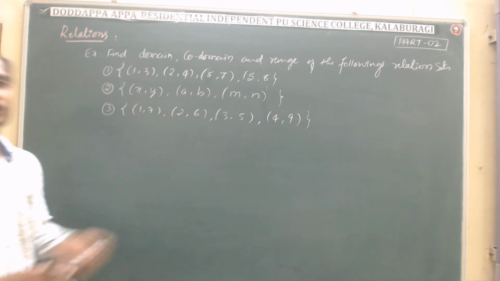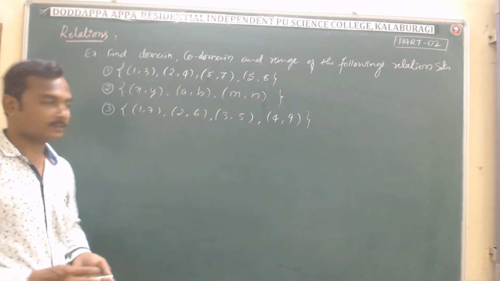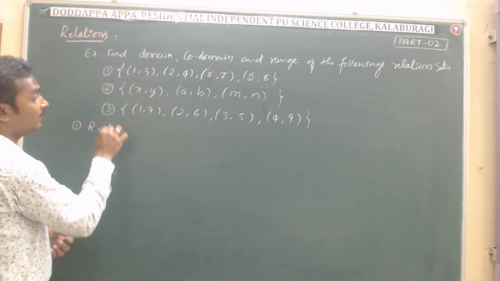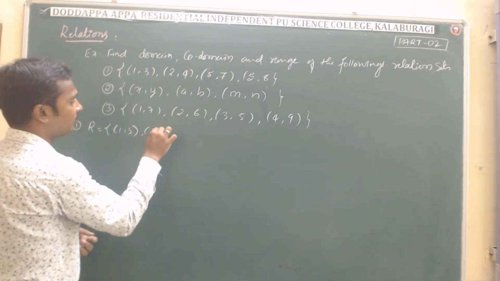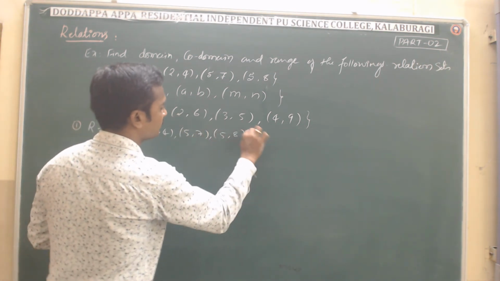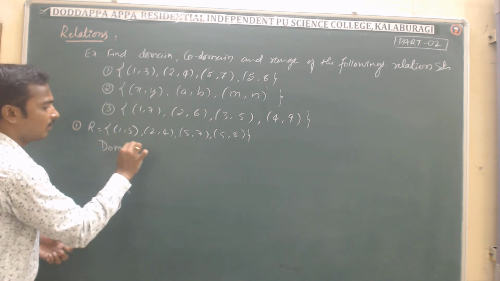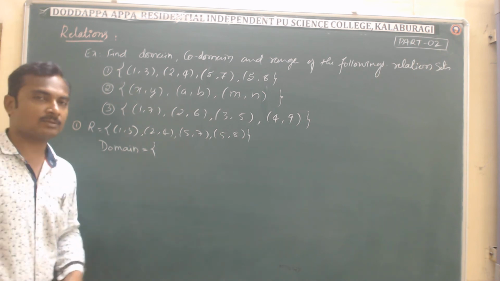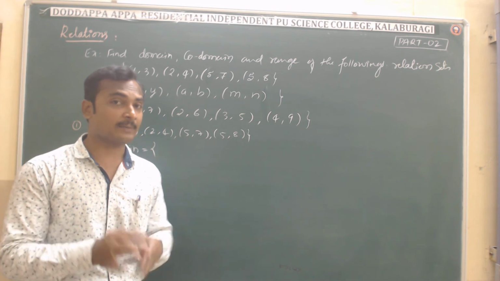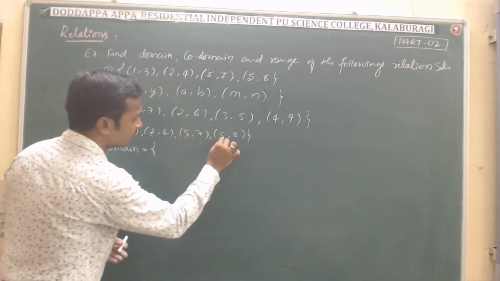Okay students, so with these examples, let us find the domain and range and even the codomain of the sets, right? The first one is, so what is given? The relation set R is given to be (1,3), (2,4), (5,7) and (5,8), right? So let us find the elements of the domain. As we know, the first element of each ordered pair, I am only talking about the first element. Let us note the first elements. What are the first elements? So 1, 2, 5, 5.